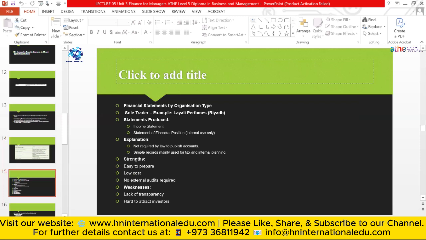Now, let's start with it. Financial statements by the organization type. The first is the sole trader, and the example could be Lally Perfumes. Statements produced: we are going to work on the income statement and the balance sheet, internally, that is for the organization only, not outside. Why? Because SMEs cannot list their stocks at the stock exchange. You need to first become public, and then we are able to list ourselves at the stock exchange and people can buy.